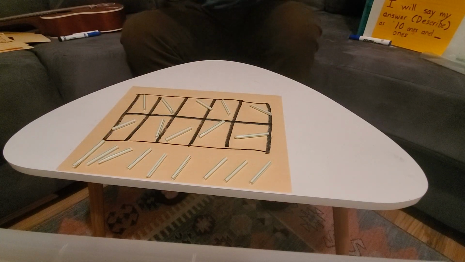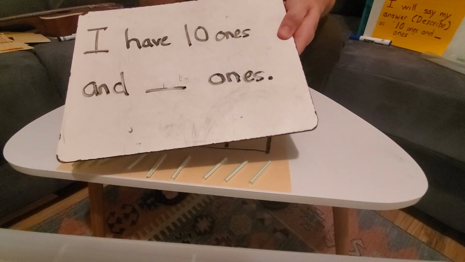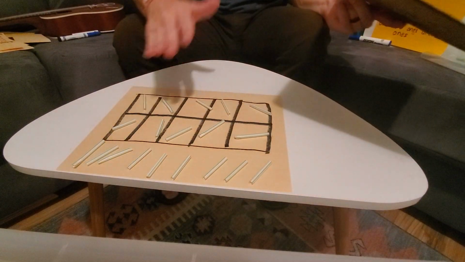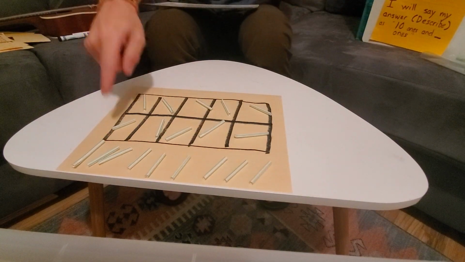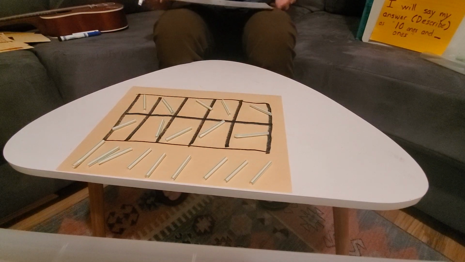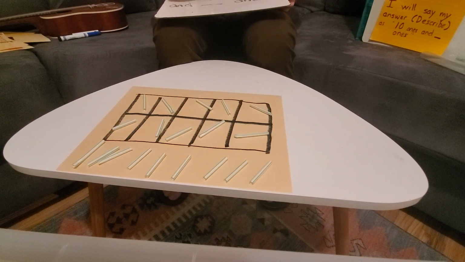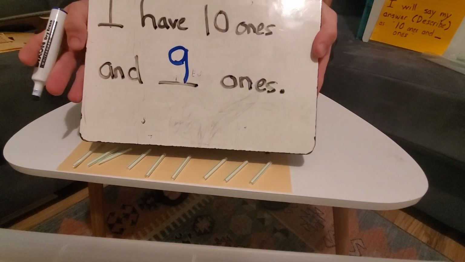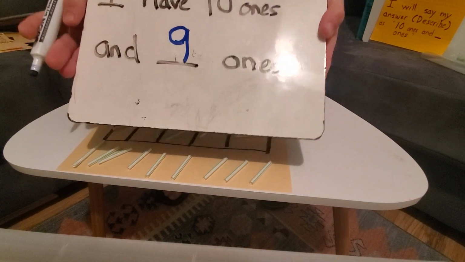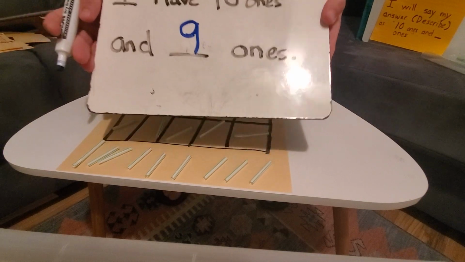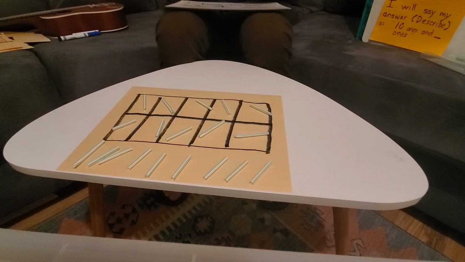So now we can answer our questions by saying I have 10 ones, which we see in our 10 frame. And then how many more ones did we have? Right, we had 9. And we know a circle with a line makes a pretty fine 9. So I have 10 ones and 9 ones. Great job, guys. All right, we've got one more mystery bag to do.